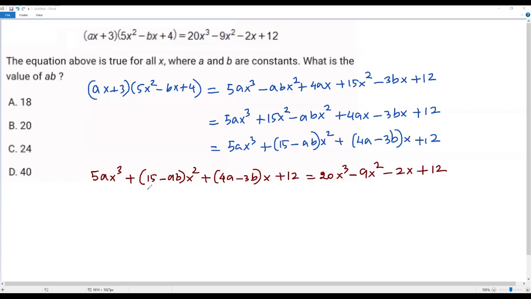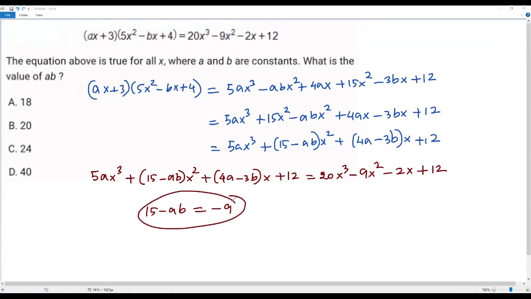Now I consider the coefficient of x² on the left side. What is it? 15 − ab. What is the coefficient of x² on the right side? It's −9. So I equate the coefficients of x². Why don't I equate the coefficients of x³, that is 5a and 20? Because my aim is to get the value of ab. On the left side, the coefficient of x² contains ab. So when I equate the coefficients of x², I can get the value of ab, which is required by the question.